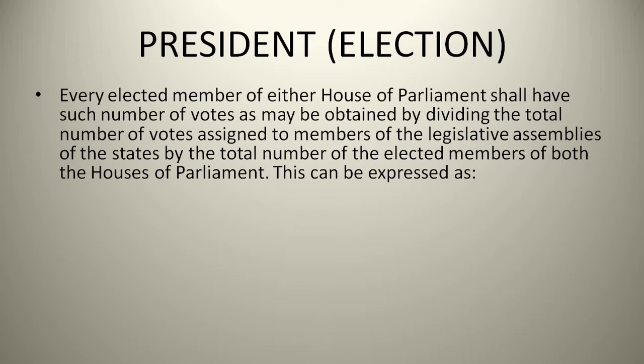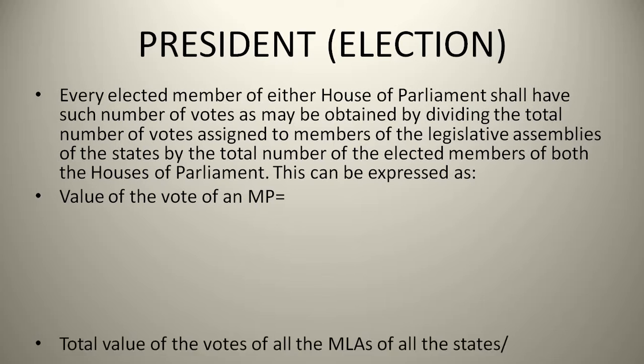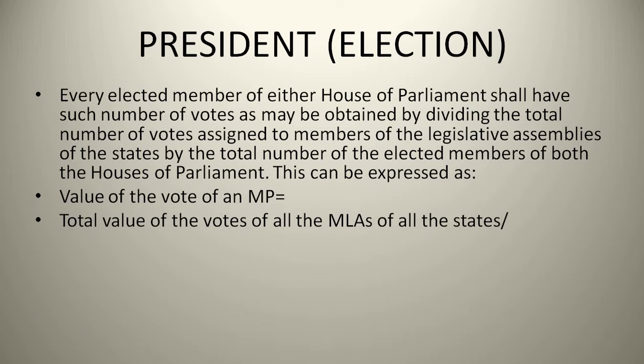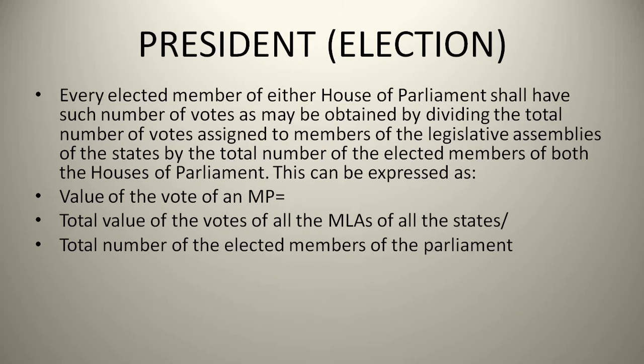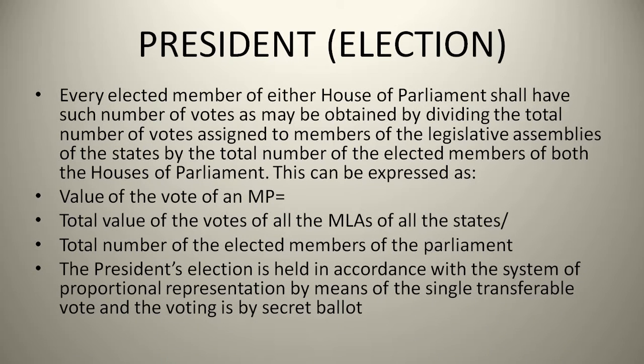Every elected member of either house of Parliament shall have such number of votes as may be obtained by dividing the total number of votes assigned to members of legislative assemblies of the states by the total number of elected members of both the houses of Parliament. This can be expressed as: value of the vote of an MP equals total value of votes of all the MLAs of all the states divided by the total number of elected members of Parliament of both the houses. Parliament consists of Lok Sabha and Rajya Sabha.